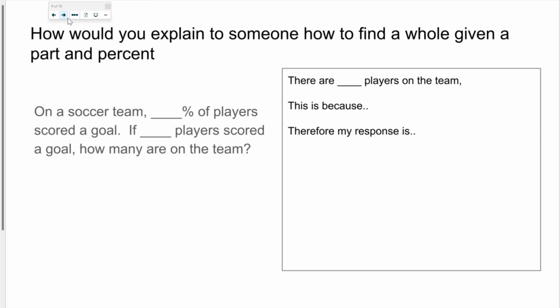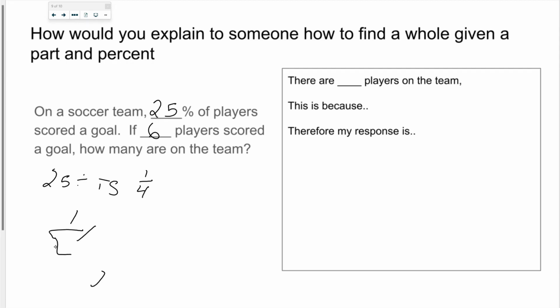How would you explain to someone how to find a whole given a part in percent? So now we're finding a whole because we have a part. On a soccer team, 25% of players scored a goal. I'm just making up 25%. Let's say 6 players scored a goal, how many are on the team? We know that 25% is 1/4. So I'm going to write that, 1 out of 4.